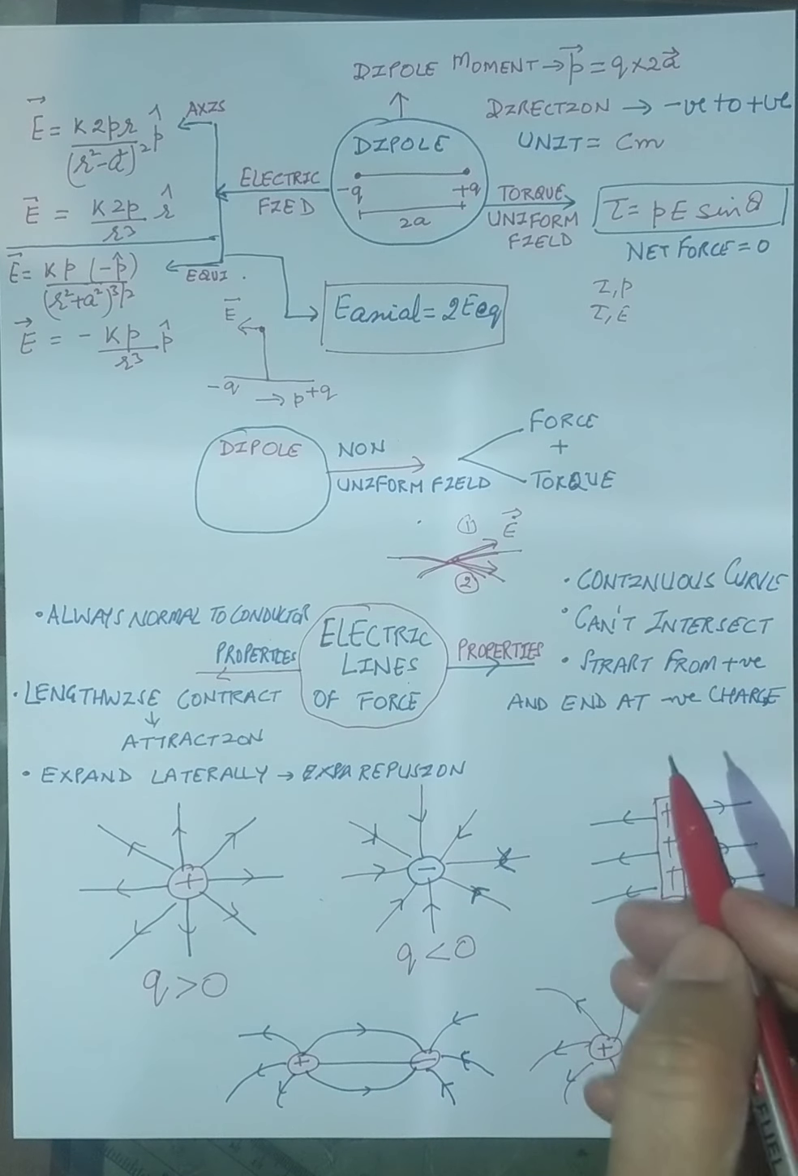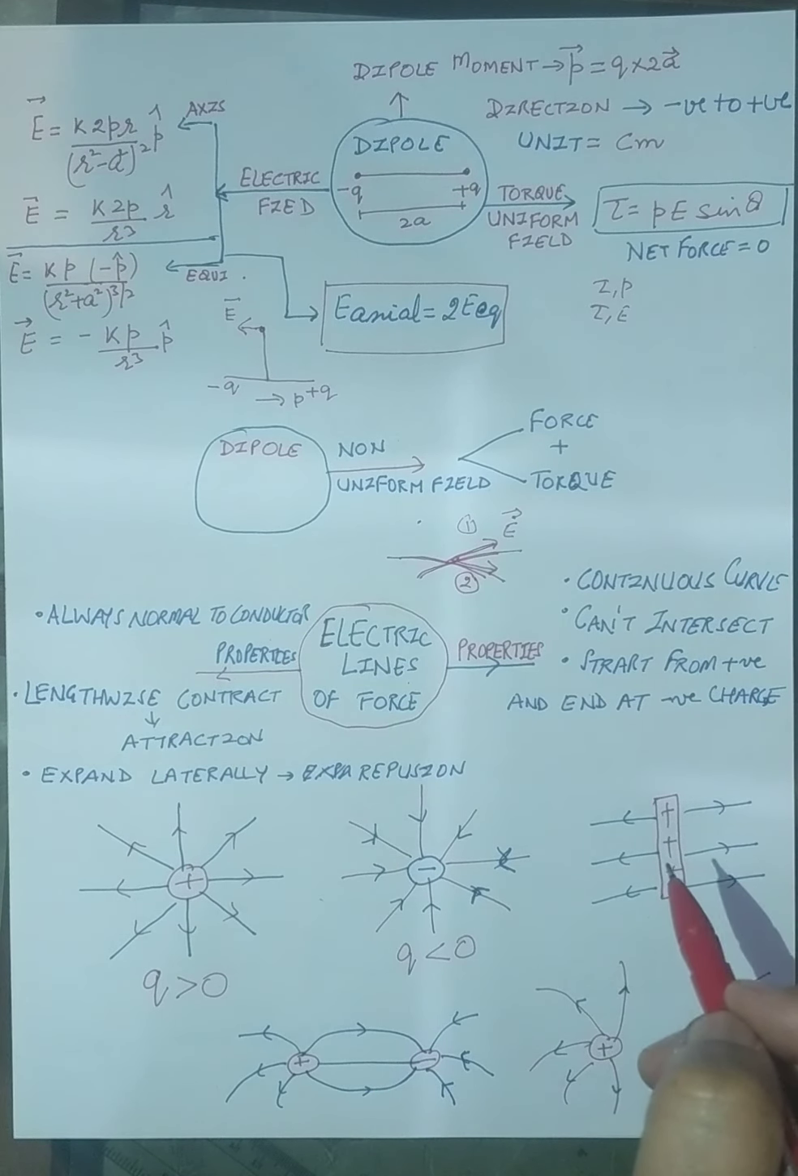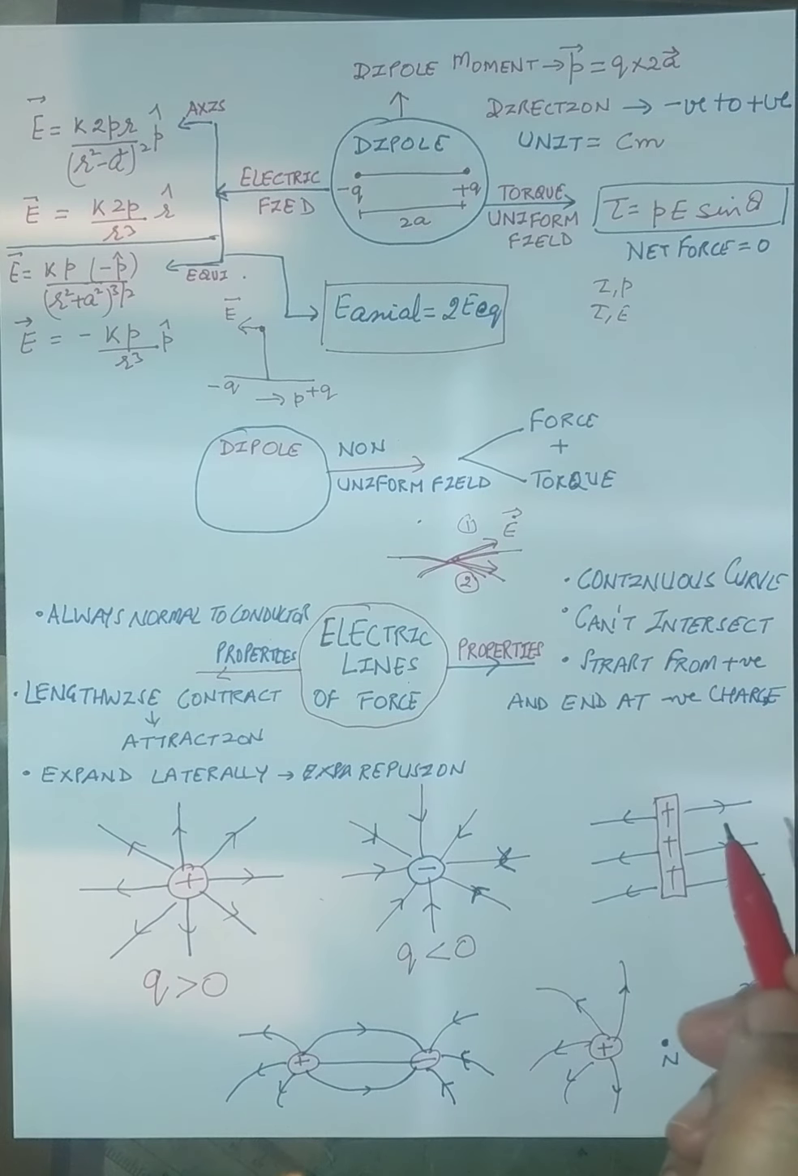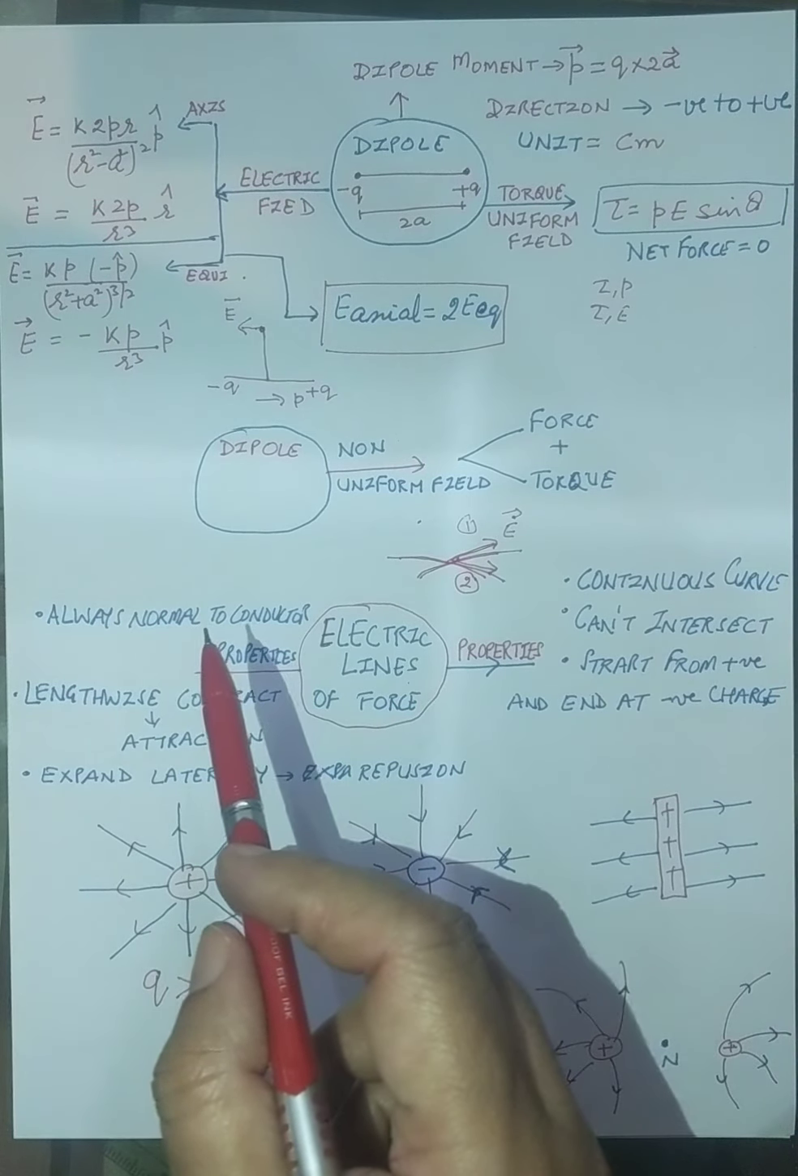And this is the electric field if you have got a conductor. You can see that it's a positively charged conductor, so the lines are extending radially outward. But you can see how the lines are coming. The lines are parallel and normal to the surface of the conductor. This is the property which I just told you.